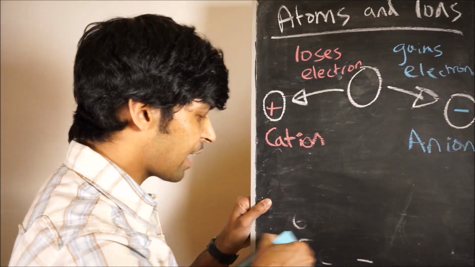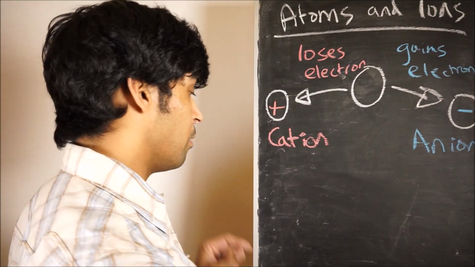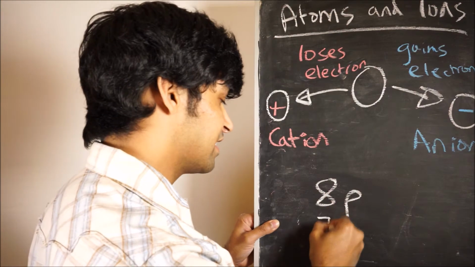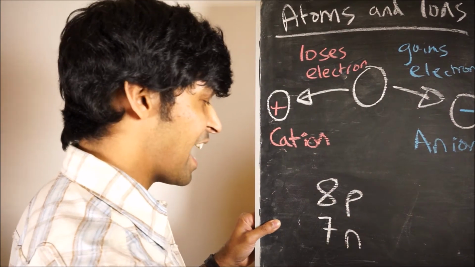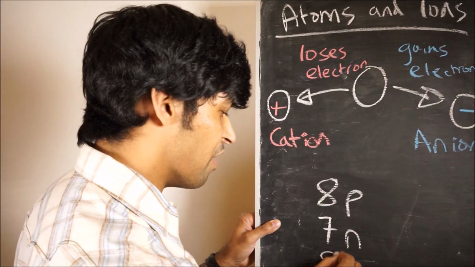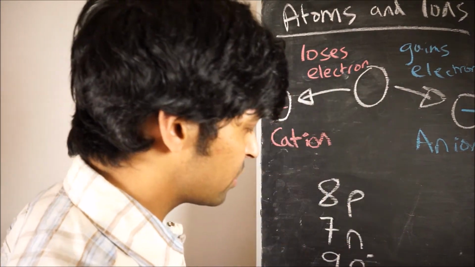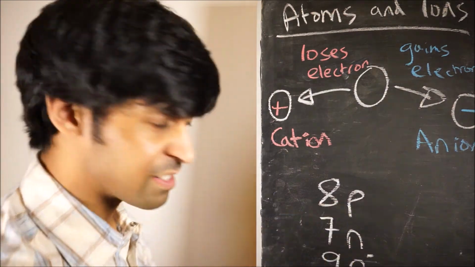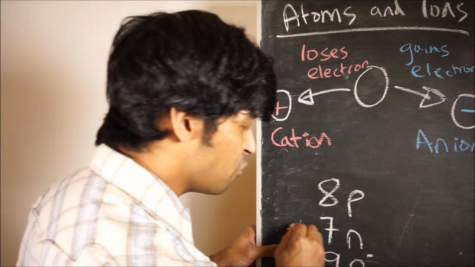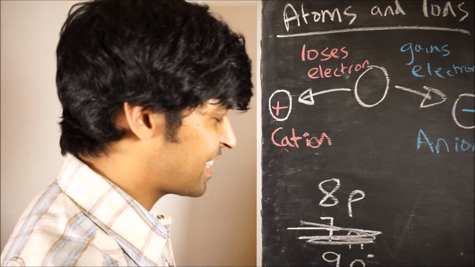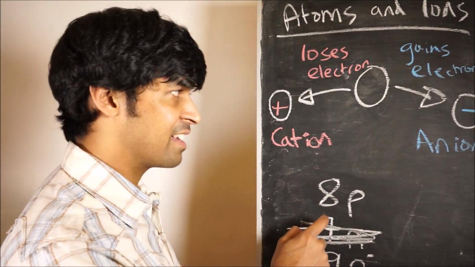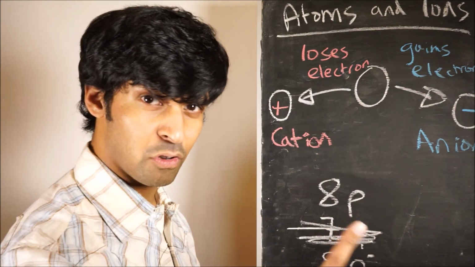And let's just say something has 8 protons, 7 neutrons, and 9 electrons. What's it going to be? Okay, let's just break this down. Remember, the neutrons don't matter. It doesn't matter if it has 7 neutrons, 25 neutrons, or 1,000,000 neutrons. It doesn't change the overall charge because neutrons have no charge.